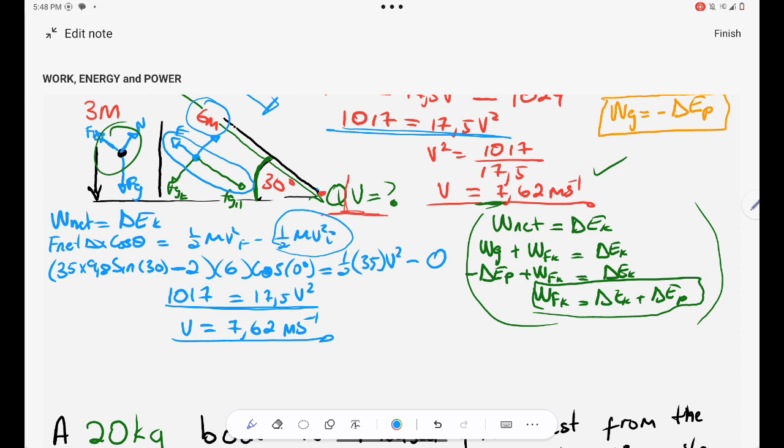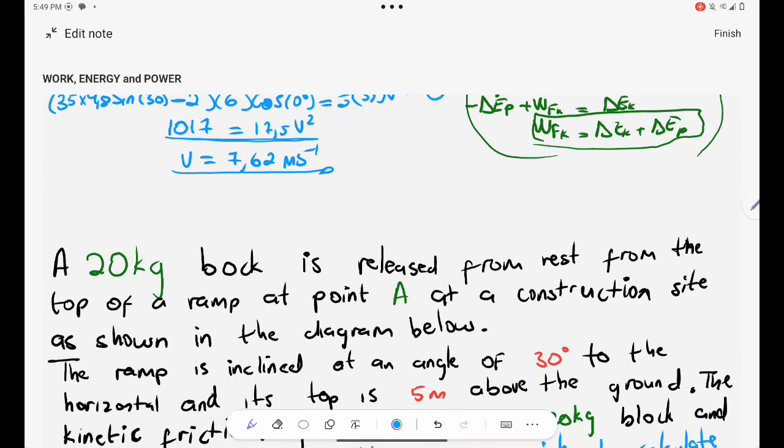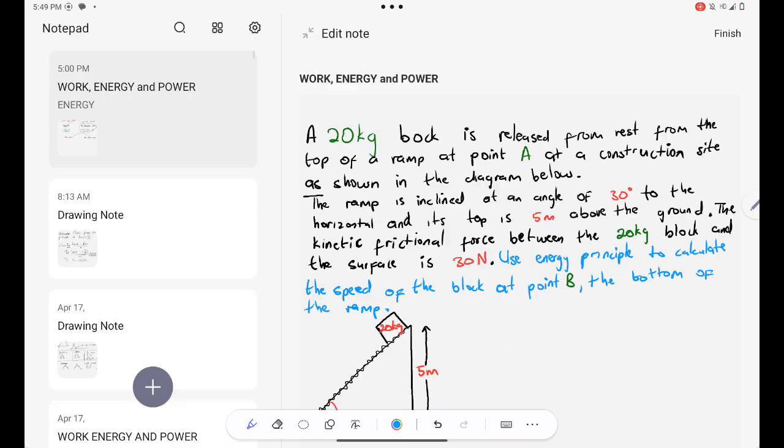So you can choose, guys, whatever method you want to use. It's cool. Okay, now let's do the last one.